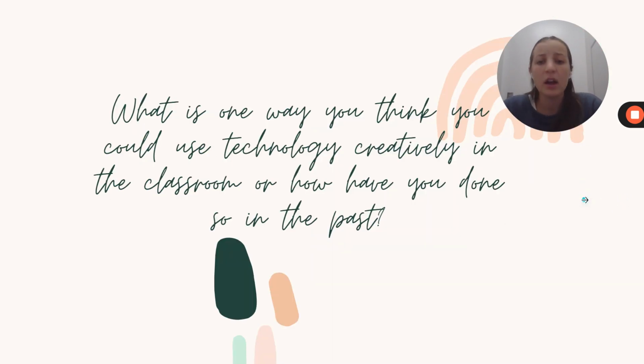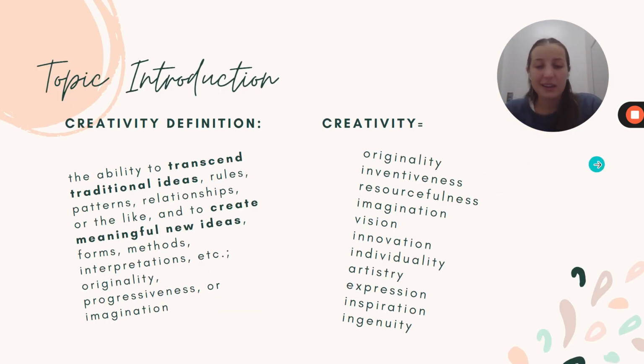So first, to get things going, I wanted to present this question. What is one way you think you could use technology creatively in the classroom, or how have you done so in the past? For me, something that comes to mind is when I was in 5th grade, we were studying the Revolutionary era, and we were assigned to do a project representing characters from that time period. We were able to make a PowerPoint presentation with sound effects and different images to help supplement our presentation, and that was super fun and creative and engaging for us in the classroom.